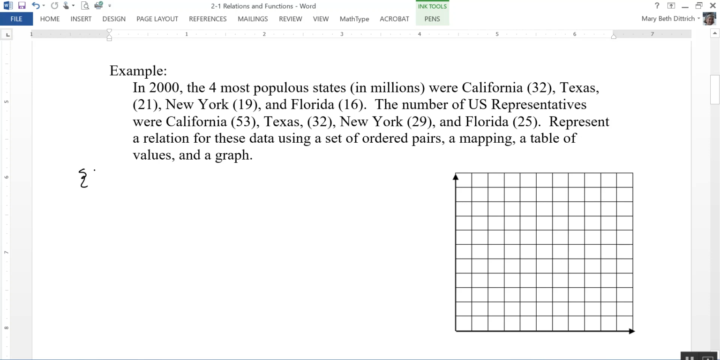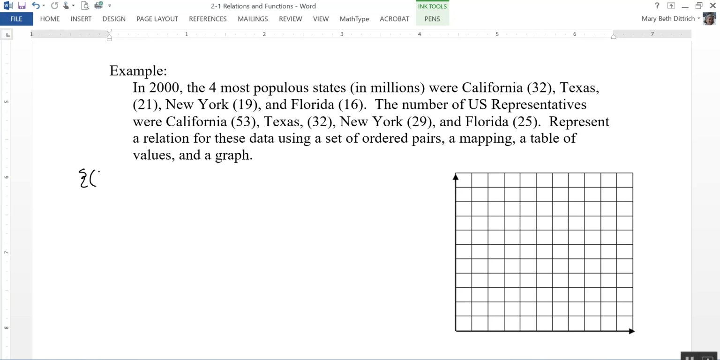And so we want curly brackets, and then we're going to put those corresponding values together in parentheses. Now my input is actually going to be the population for each of those states, and the output is going to be the number of representatives. Because if you think about it, from what you know about civics, the number of representatives that your state has is based on its population.